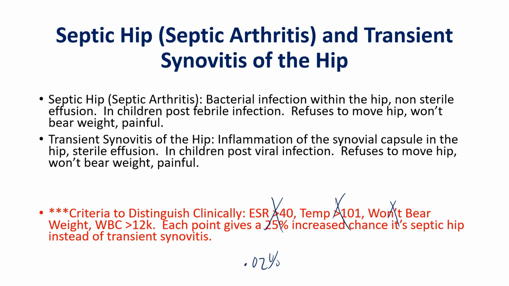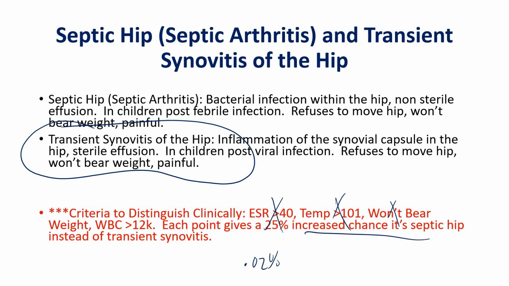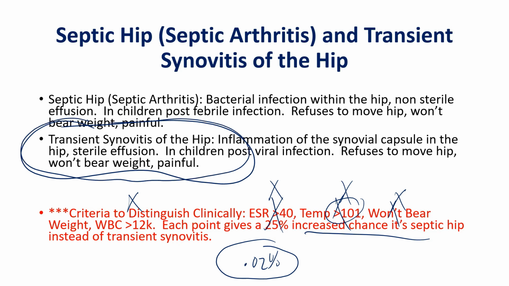If they don't meet any of these, they have around like a 0.02% chance that they actually have septic hip, and they probably have transient synovitis of the hip. If they're somewhat walking on the hip, that means you don't meet this. If their temperature is 100, but it's not as high as 101, you don't meet that. We already said they're not bearing weight on the hip. If the ESR is like 35, but it's not as high, they don't meet that. If the WBC count is 10K, it's not greater than 12K, they don't meet that. They only have about, scientists have proven, a 0.02% chance that they have septic hip, and then that means they probably have transient synovitis of the hip.